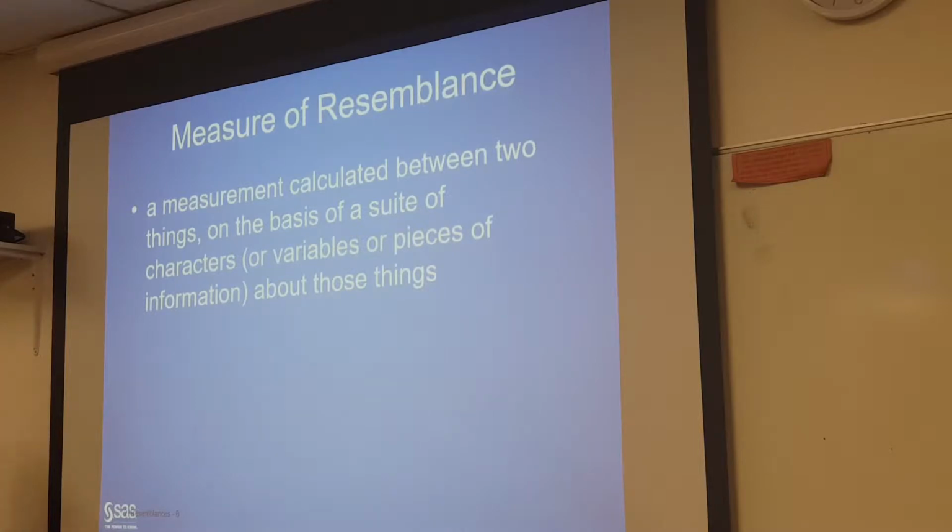Right? So I'm going to talk about measures of resemblance, and these are just measurements calculated between two things, two objects, on the basis of a suite of variables. Just as we have done with the Pythagorean theorem, we can look at how similar two objects are. So in essence, this is analogous. I'm going to expand my definition of distance to talk about other non-Euclidean distances, or alternatively, the flip side of that coin: not how far apart they are, but how close together they are, how much they resemble one another.